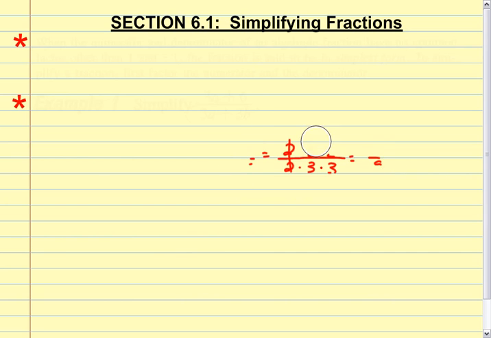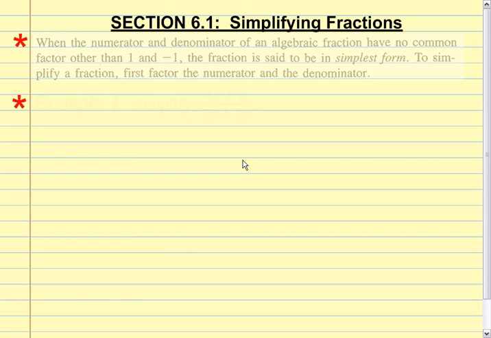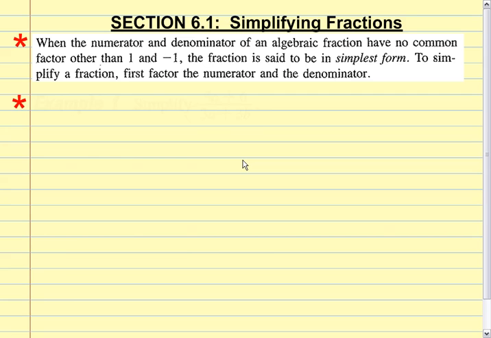Now, let's take that same idea and let's look at fractions that have polynomials in them. Okay? Algebraic fractions. So let's see. This first one says, when the numerator and the denominator of an algebraic fraction have no common factor other than 1 or negative 1, the fraction is said to be in simplest form. Now guys, you know that we've talked about this as reduced, okay? It's reduced. It means the same thing as simplest form, all right? Now, to simplify a fraction, first factor the numerator and the denominator, just like I did with 8 and 18, all right?